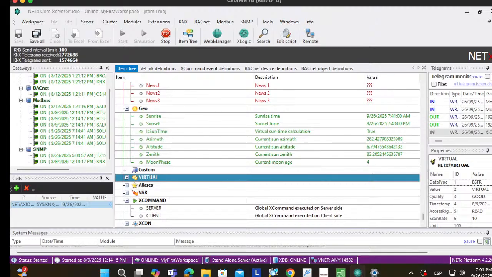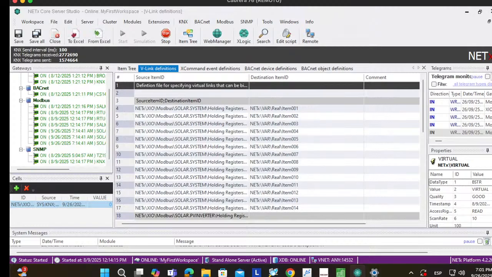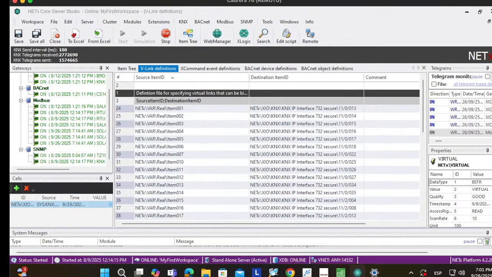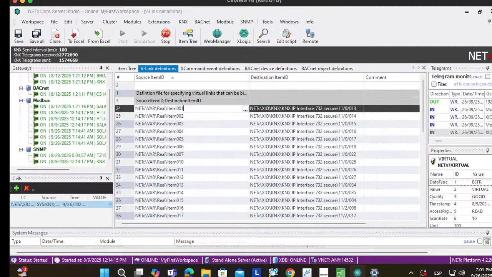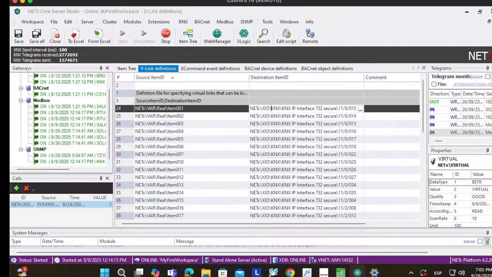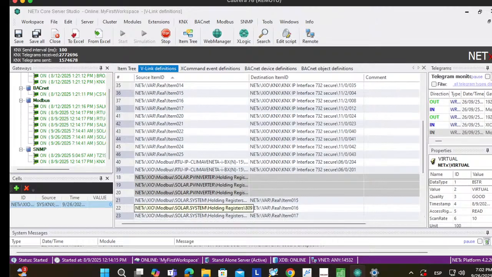I just wanted to show you the power of this, and I want to go into these V-link definitions. So this is great. Take a look. Source: I'm checking from this variable. This is the source, and this is the item. Whatever is here is being pushed into this group address with this interface. The group address is 11013. This is a KNX address. So this is a gateway. Whatever is here, maybe a temperature value or whatever value, I can push it into KNX and the other way around.